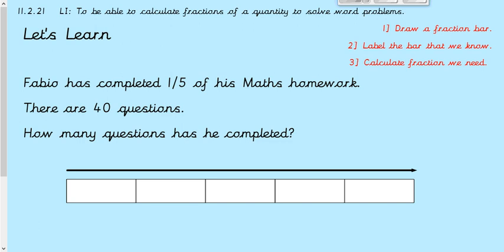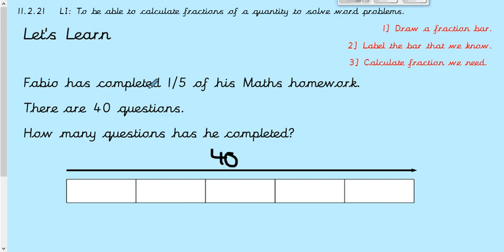So the first one says, Fabio has completed 1/5 of his maths homework. There are 40 questions. How many questions has he completed? So I've got the steps up here. You draw the fraction bar, and then you label what we already know. So we know that there are 40 questions altogether. So therefore, this line above the bar model, the fraction strip, is going to represent 40 because that's how many there are altogether. That's how many the whole shape is worth, the whole fraction strip.